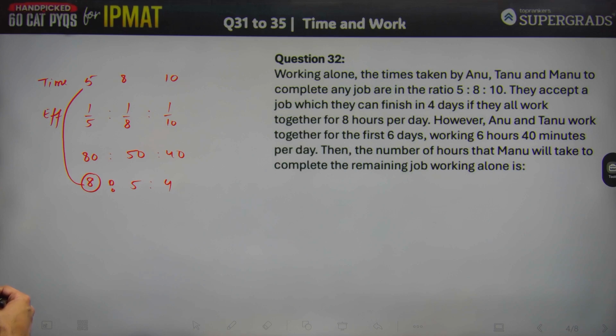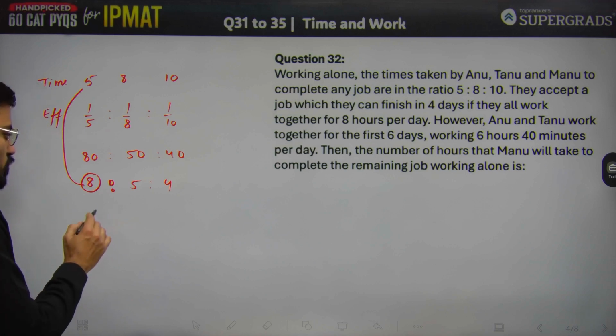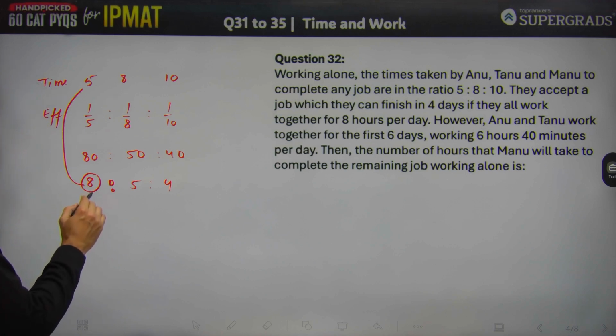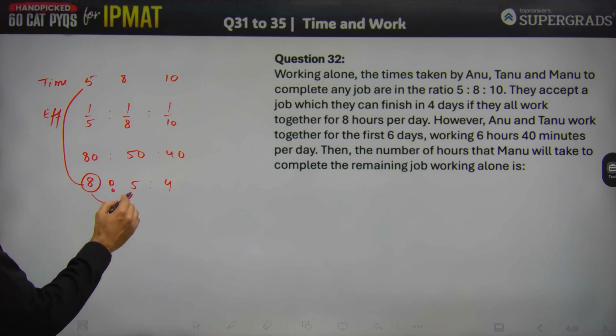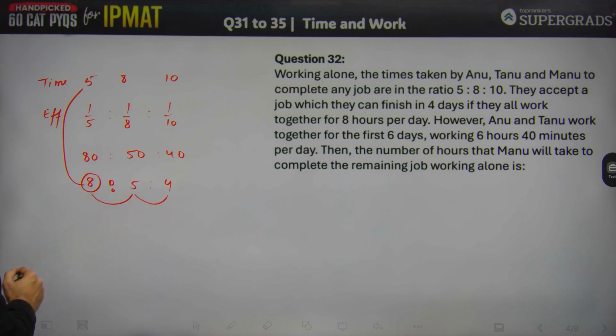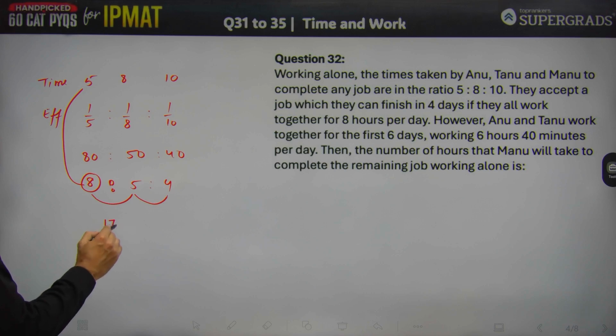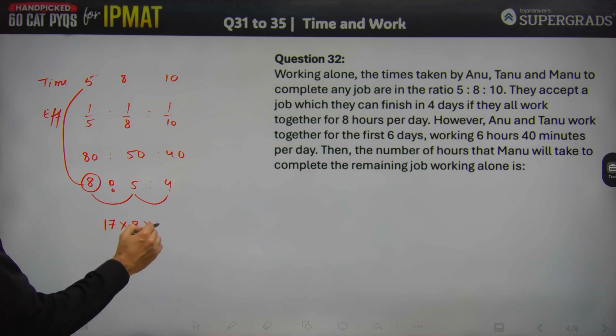They accept the job, which they can finish in 4 days if they all work together for 8 hours per day. So the work is equal to how much they are contributing. 8 plus 5 is how much? 13. 13 plus 4 is 17. So they are contributing 17 units per hour into 8 into 4.